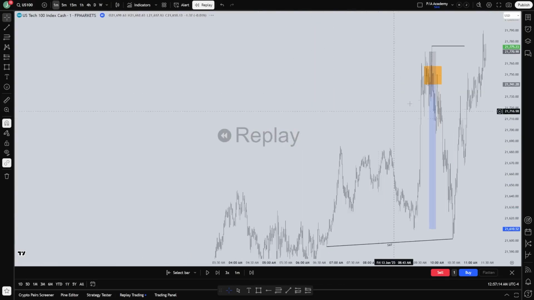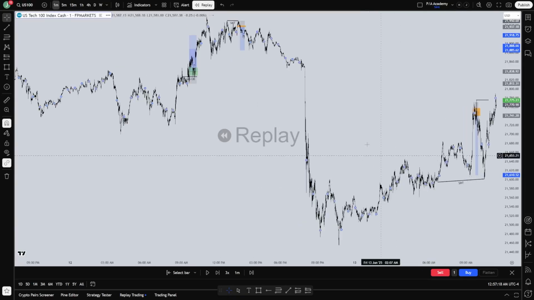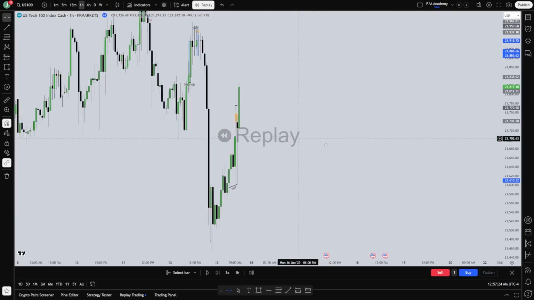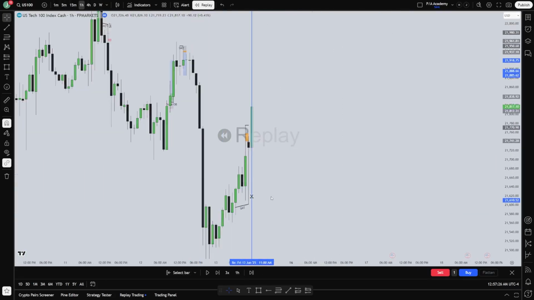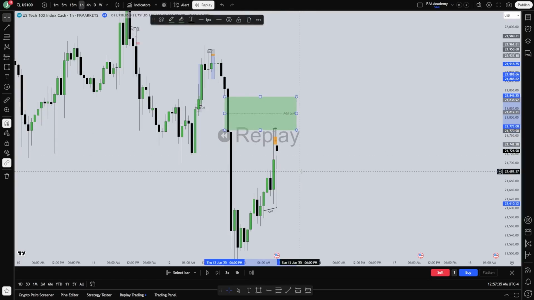So for this one here, this was off of, I believe, an hourly fair value gap. So here, remove that. There's an hourly fair value gap right here that we came into, and we had clear lows that we wanted to target.